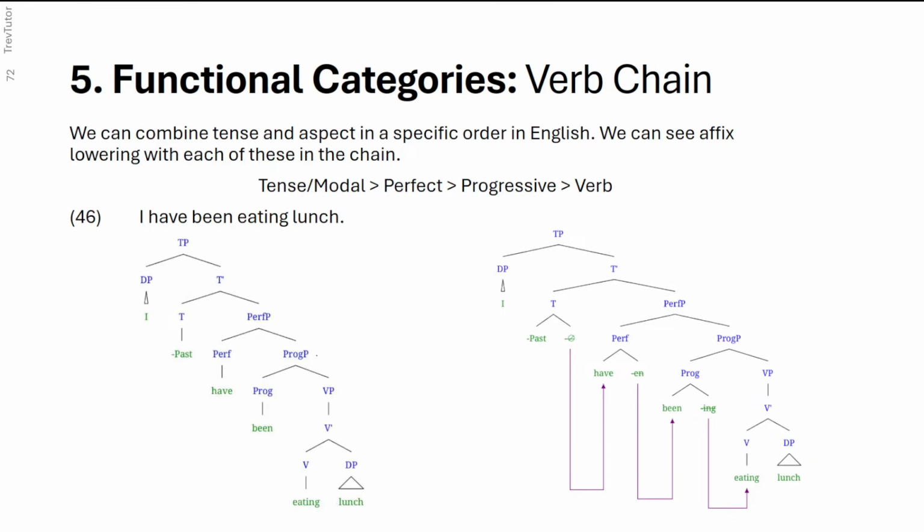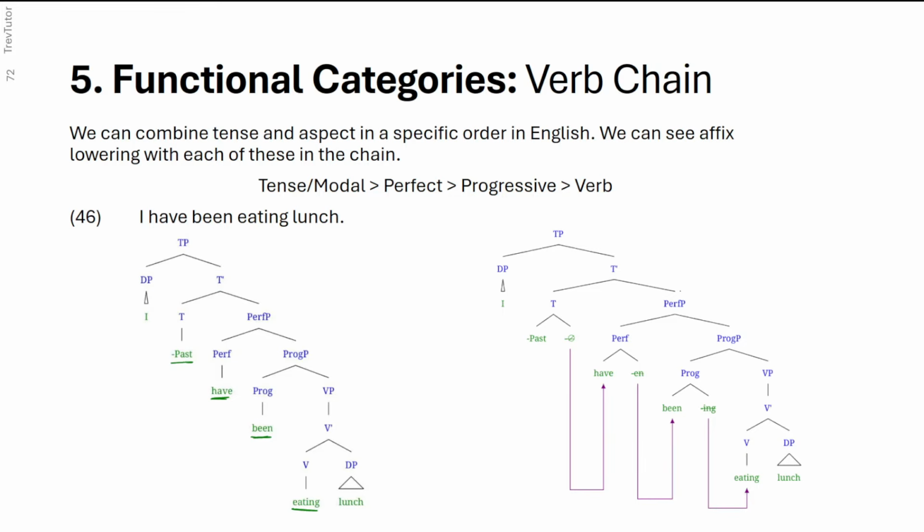Now, in terms of the verb chain, we can combine a lot of these. So we can say, I have been eating lunch, in which case we would have minus past on tense, have as a perfect, being as a progressive, and eating would be the verb. And in each of these cases, we can see that some of these morphemes are moving around. So on the tree to the right, we're showing that movement explicitly. So minus past doesn't have anything to give to the next thing in the chain. So it attaches to have, and basically nothing happens to it. We're not adding anything to it.